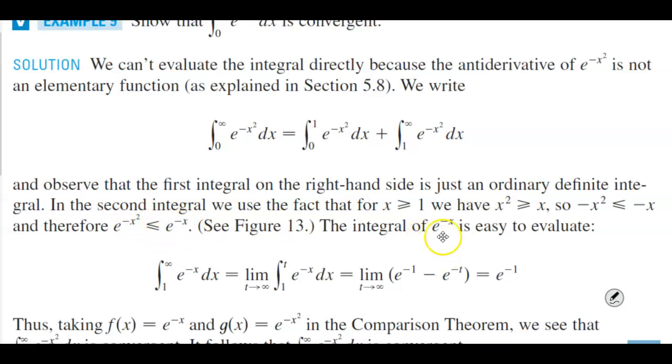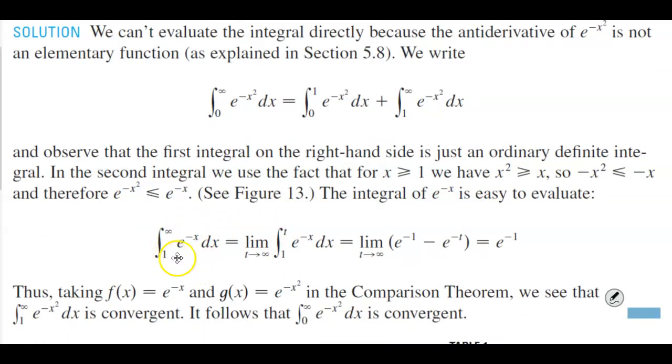Now the integral of e to the negative x is easy to evaluate. So if we evaluate that integral, we get the limit as t approaches infinity of the integral from 1 to t of e to the negative x dx, which is equal to the limit as t approaches infinity of e to the negative 1 minus e to the negative t, which equals e to the negative 1.